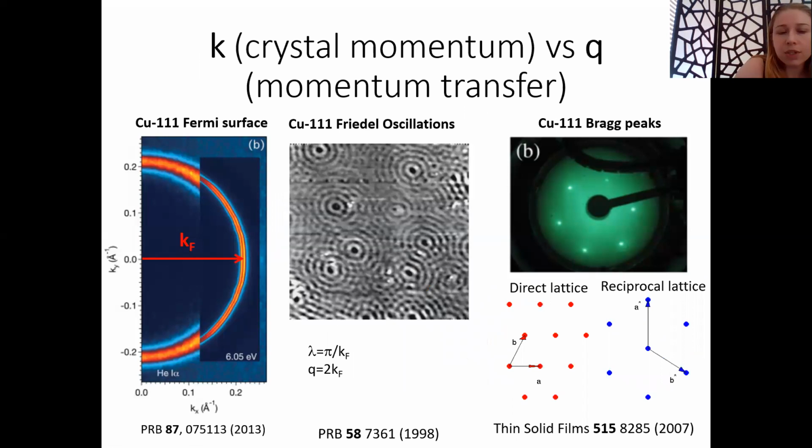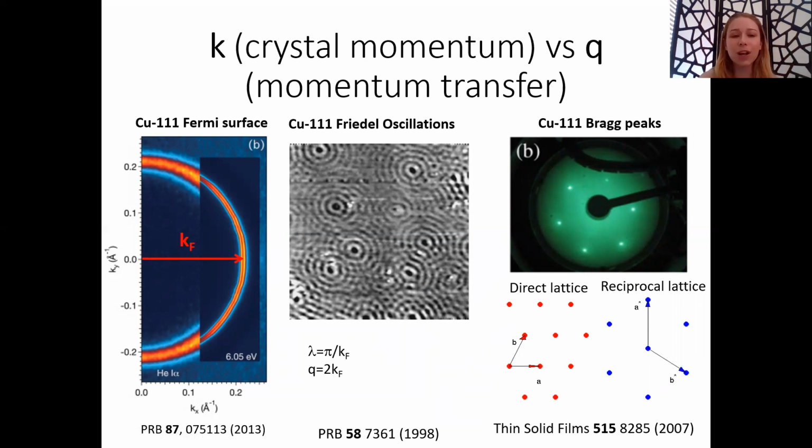All right. So I want to, at this point, disambiguate something that a lot of students get confused about, and that is crystal momentum versus momentum transfer. And to illustrate the difference, I'm showing different data on the same system. This system is a copper 111 surface. So you take the surface of copper 111, not Fermi surface, it's the copper 111 surface.